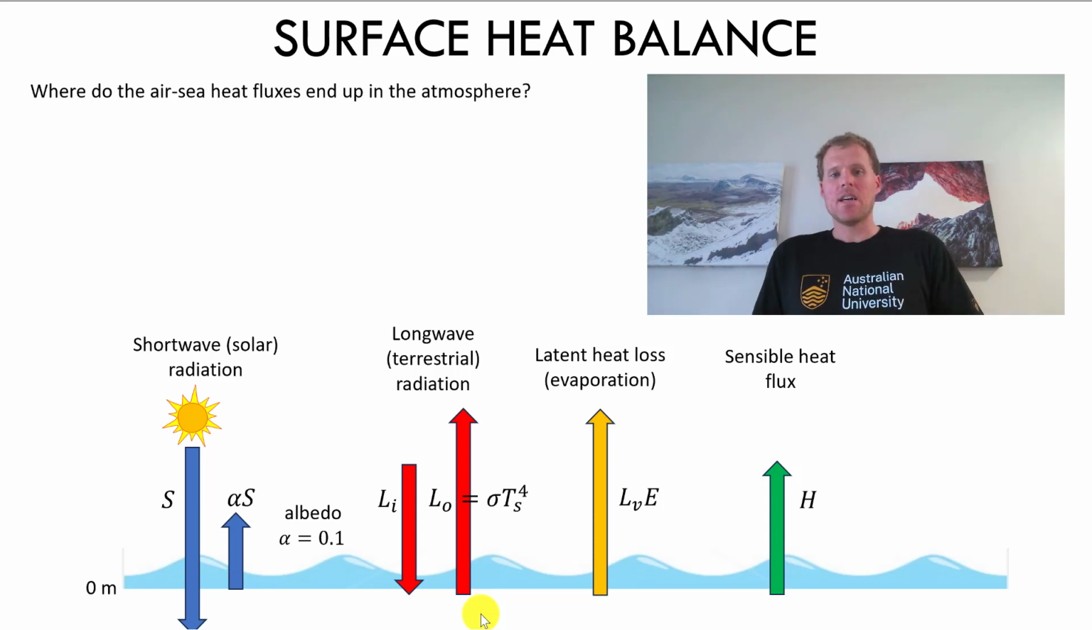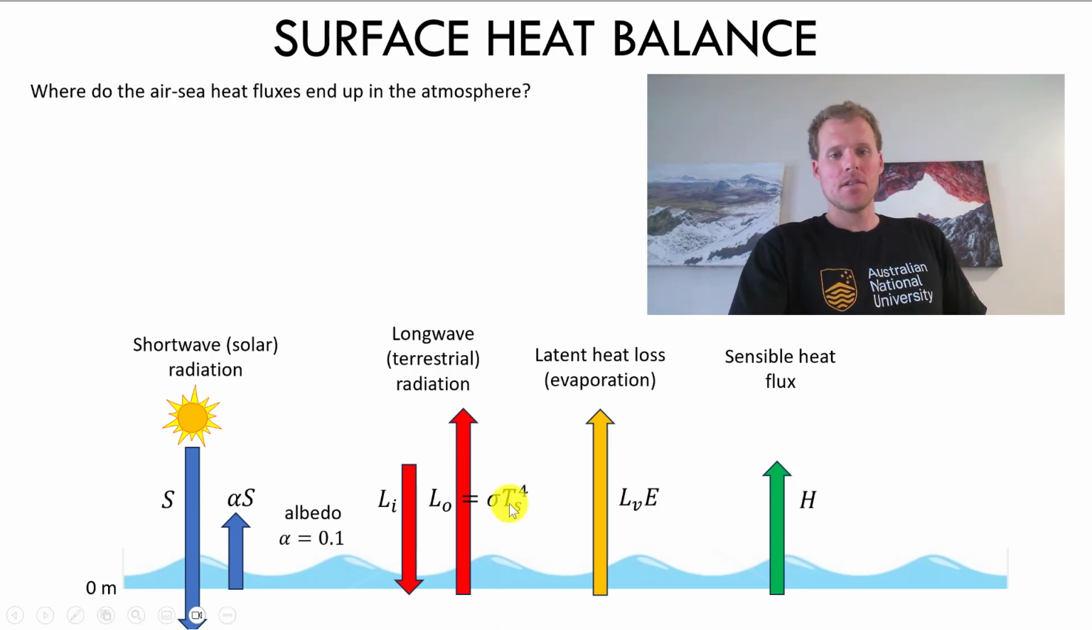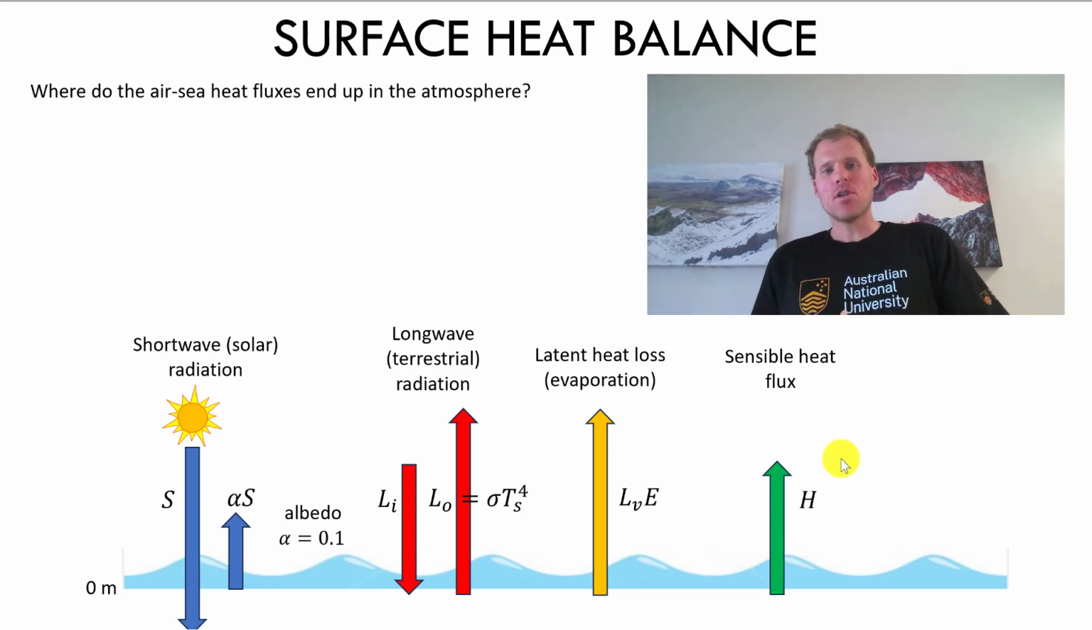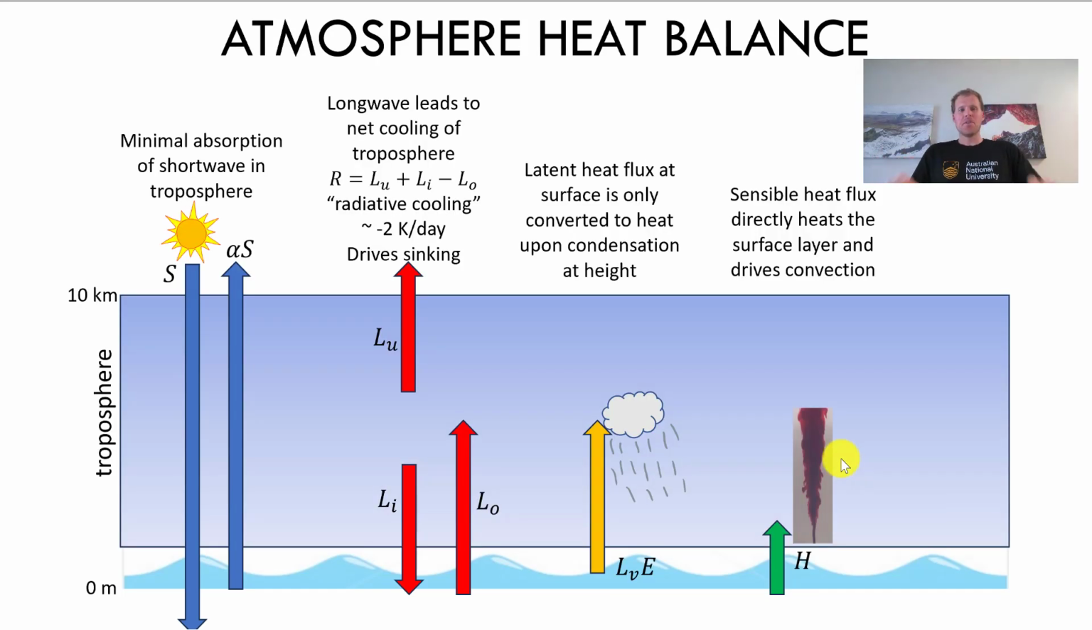What we need to think about here is where these different fluxes that are coming out of the surface end up in the atmosphere itself. So where do they actually heat the atmosphere? Because that's going to control where they drive convection. So let's introduce our atmosphere, which is this blue box. And here we're purely going to focus on this convecting region of the atmosphere, so the troposphere, the lower roughly 10 kilometers of the atmosphere. And this graphic is showing you where these different radiations or heat fluxes end up in the atmosphere.